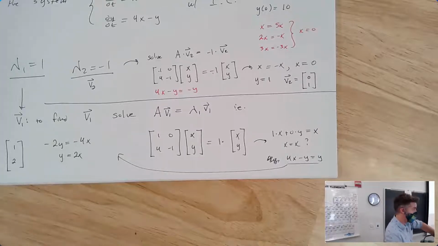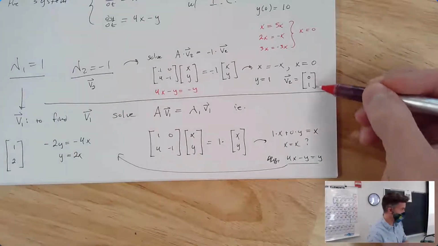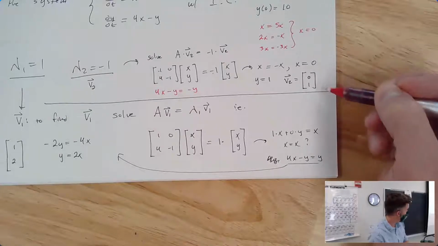So we can have our x value as 1. Nope, we can't have x be 1. We've specifically said x has to be 0. Right? And my eigenvector is reflecting that. The x part is 0. The y part is 1.